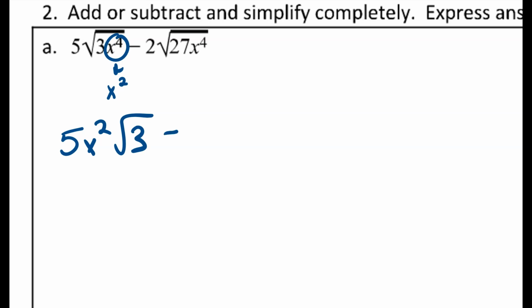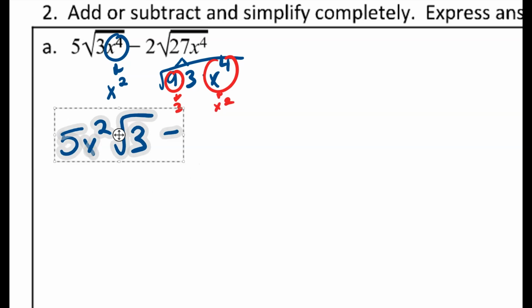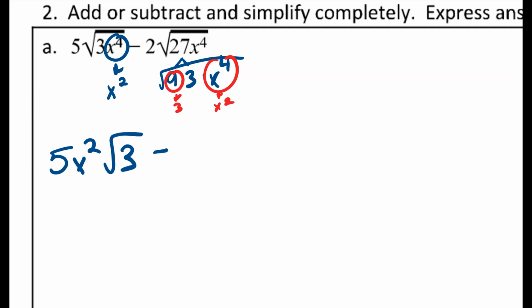And let me see if I can simplify this first. Well, I know 27 is the same thing as 9 times 3. And if I take the square root of 9, that's just 3. And if I take the square root of x to the 4th, that's just x squared. So really what I could do to save myself a little bit of time here is I could multiply the 3 by the 2 to get 6 and bring out the x squared to just have a radical 3 left over.